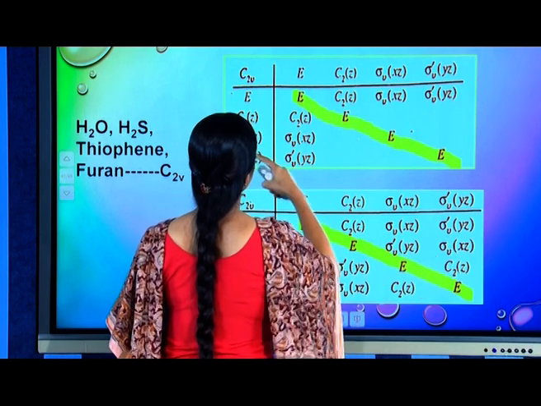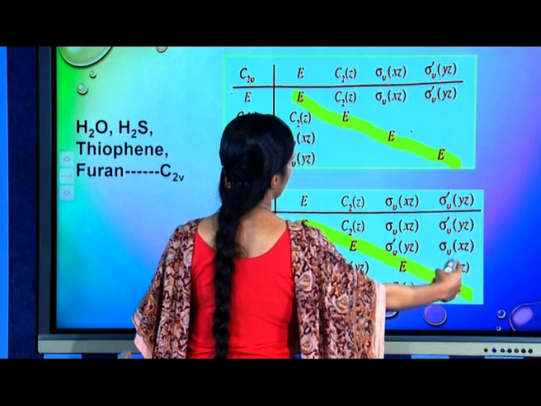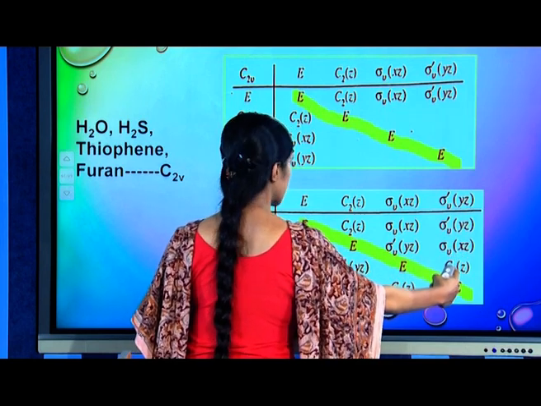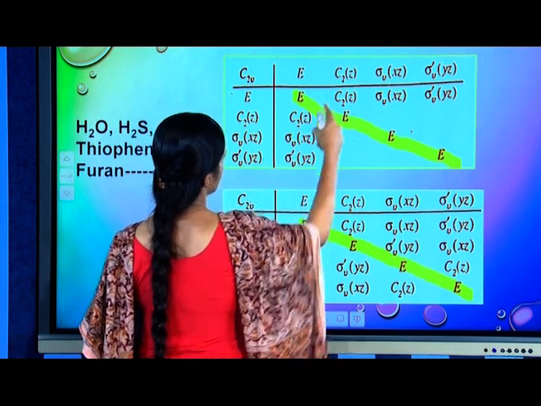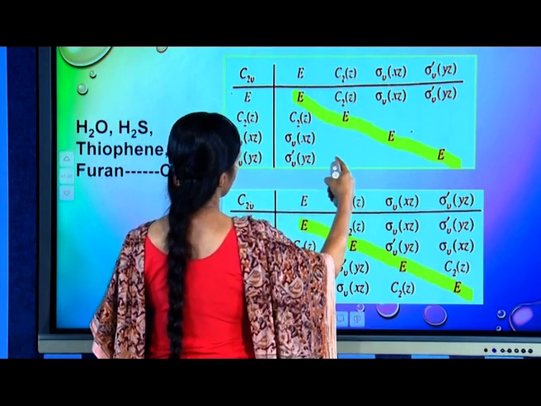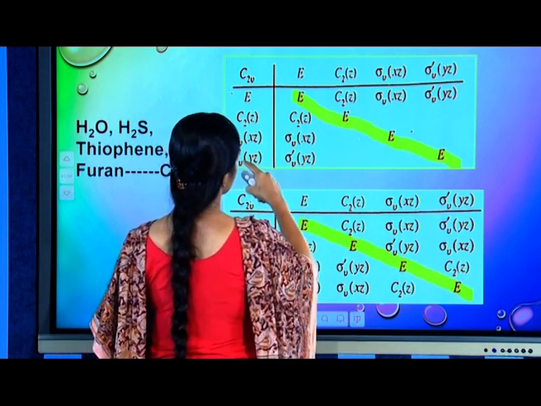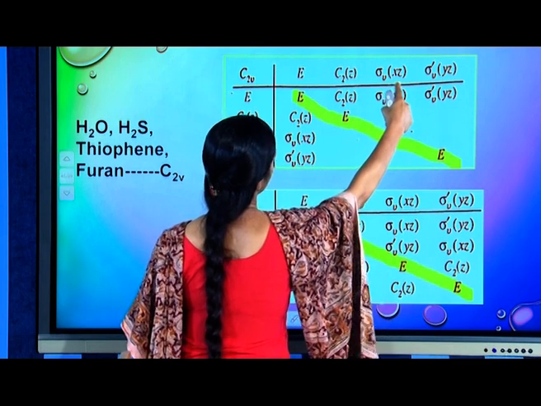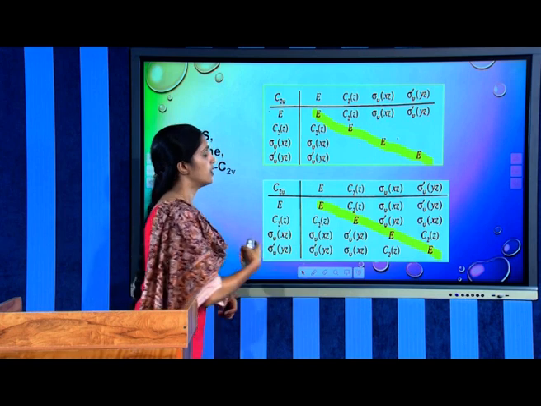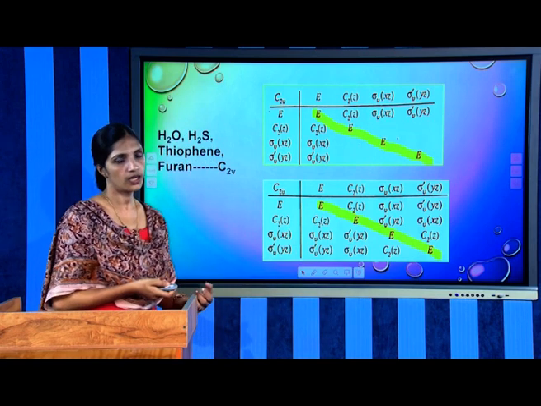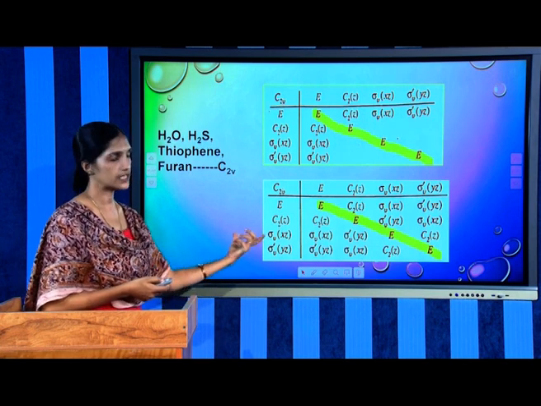And here sigma V xz into sigma V dash yz equal to the other operation, that is C2Z. And here sigma V dash yz into C2Z equal to what? Sigma V xz, right? And here sigma V dash yz into sigma V xz equal to C2Z, right? So this way we can easily fill the C2V group multiplication table.